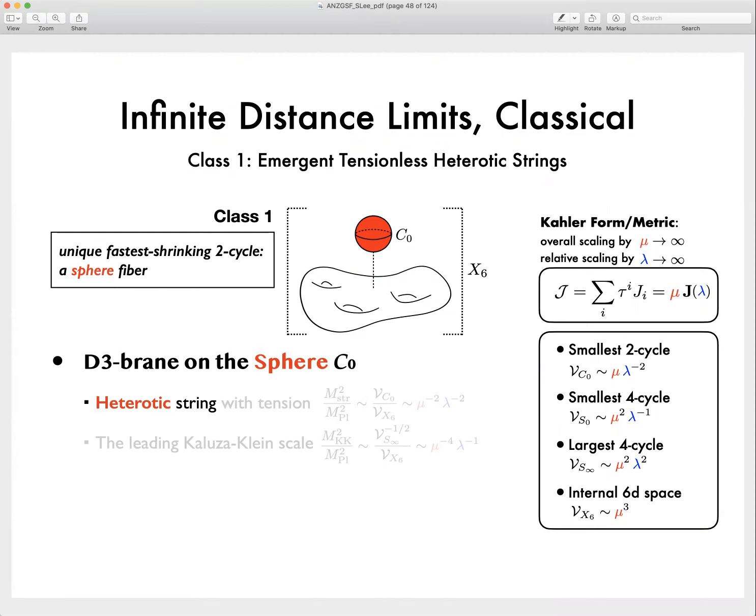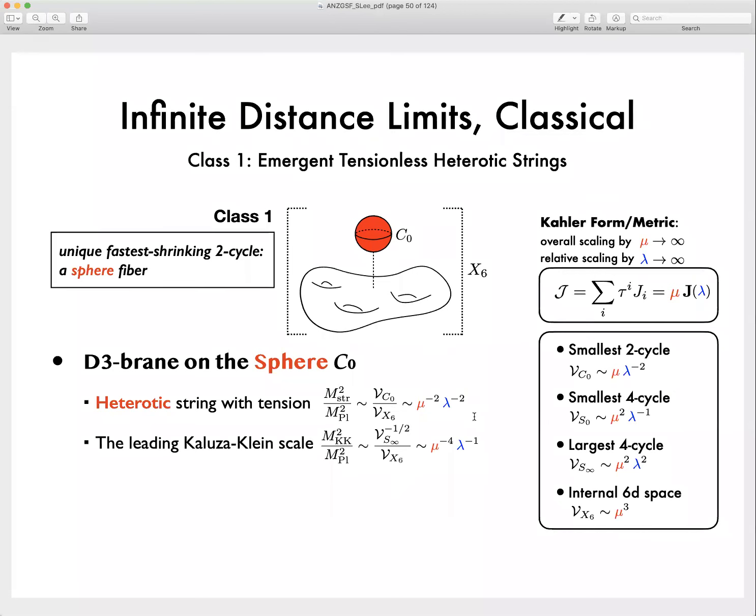Then because C0 is a sphere fiber in class 1, as I claimed, due to this topological configuration of the embedding of C0 into X6, the resulting 4-dimensional string turns out to be a critical heterotic string. Now, stretching the D3 brane, of course, costs energy. So the tension of this effective string is given by the volume of C0, which is wrapped by the D3 brane. This is computed as 1 over mu squared lambda squared in Planck units. We therefore obtain an emergent tensionless critical string.